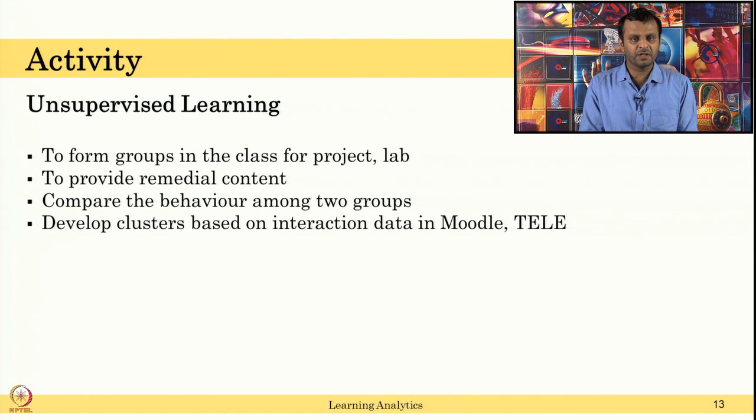Or you can compare the behavior among two groups. If you have a group A and group B, you can identify patterns among these two groups and compare the patterns of group A and group B. The patterns can be like the actions they do. You can identify such patterns with the unsupervised algorithm. Also, you can develop clusters based on interaction data in Moodle or similar systems. So, the interaction data we can use to create a clustering algorithm and create clusters to group the students into multiple groups, and you can provide different levels of recommendations to them.